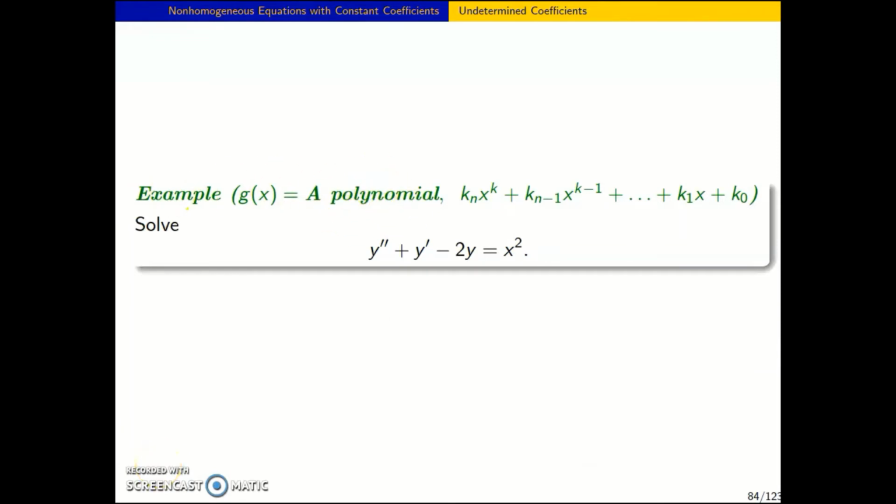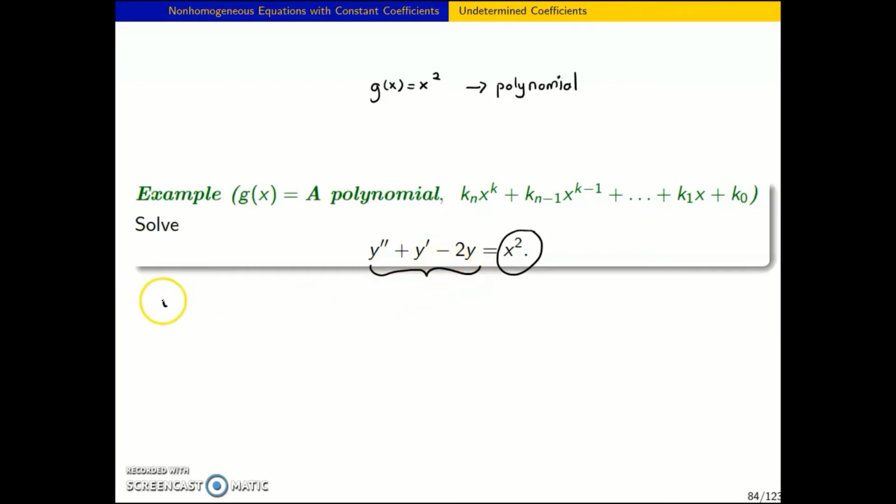Okay, continuing, what if you have a g(x) as x squared? Your g(x) is x squared, which is a polynomial of degree 2. So we have seen this one last time, which is where you get your characteristic equation.